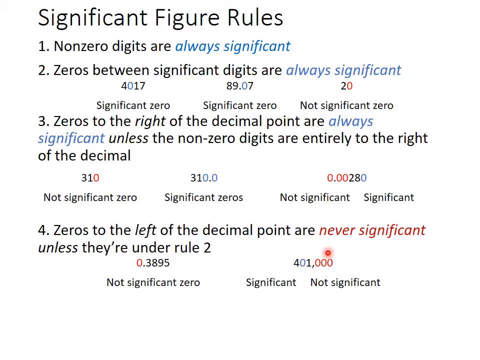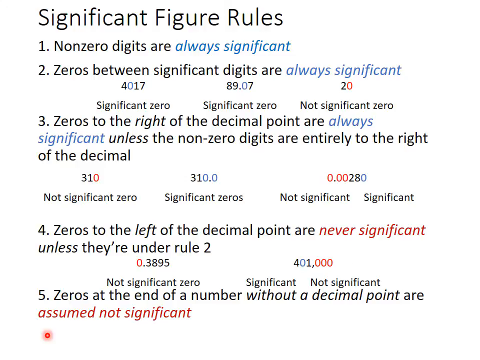In the case of numbers like 0.00280, 0.3895, and 401,000, these are why we have scientific notation. It can really make how many sig figs a number has much more clear. Okay, rule number 5, zeros at the end of a number without a decimal point are assumed not significant, and that's what we're seeing here in 401,000.